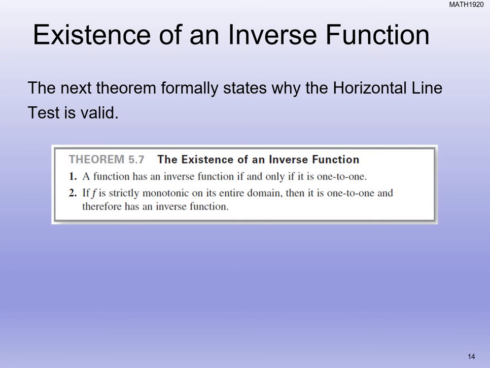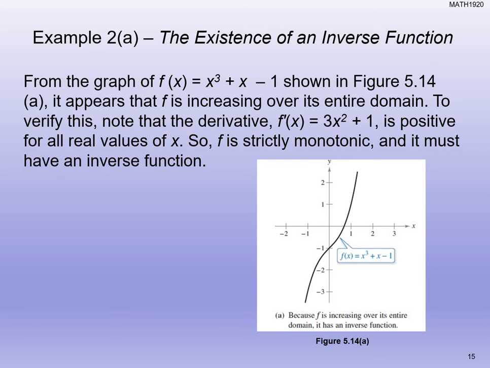And then the second part: if f is strictly monotonic on its entire domain, then it's 1-to-1 and therefore has an inverse. Monotonic means that on its domain, it's strictly always increasing or always decreasing. So if we take a look at the graph of x cubed plus x minus 1, it looks like it's increasing over its entire domain. So we can conclude it's strictly monotonic, so this function must have an inverse function.